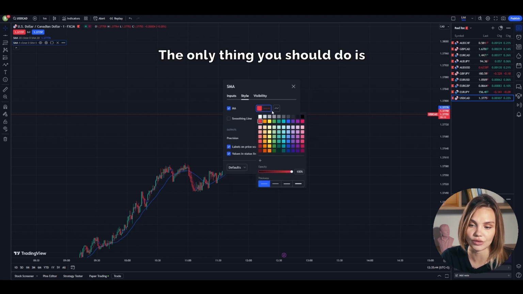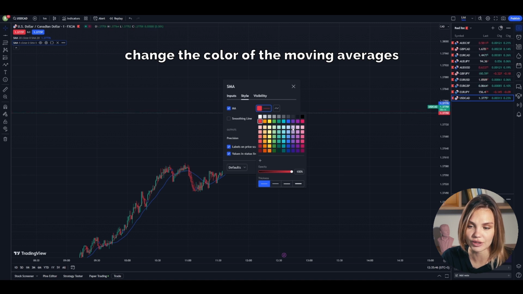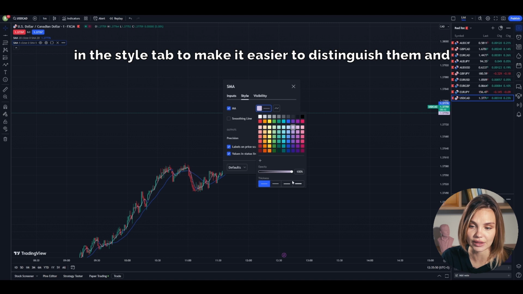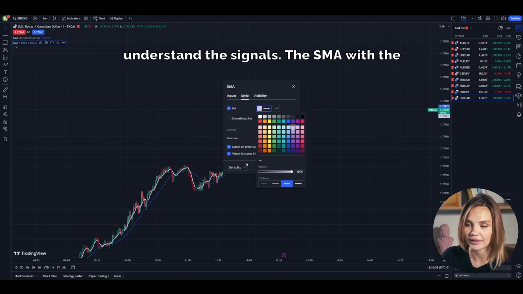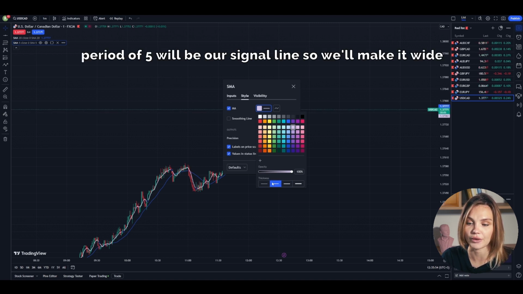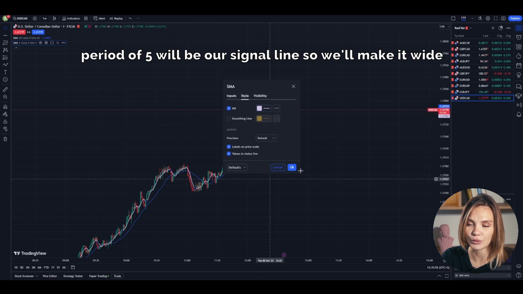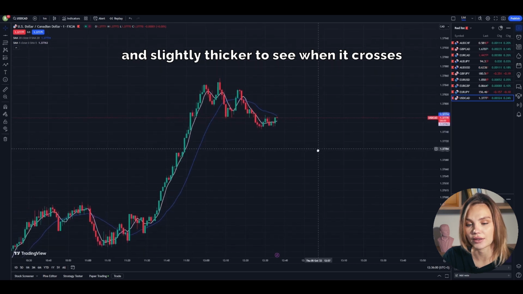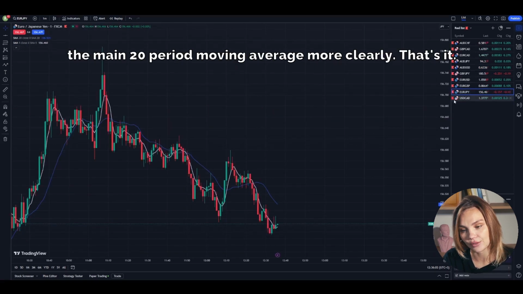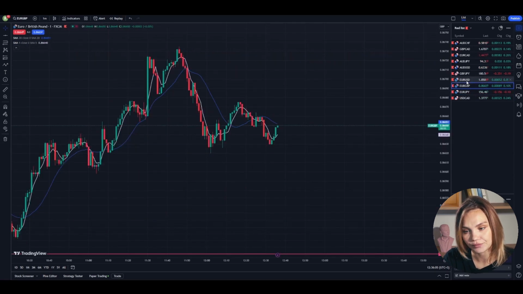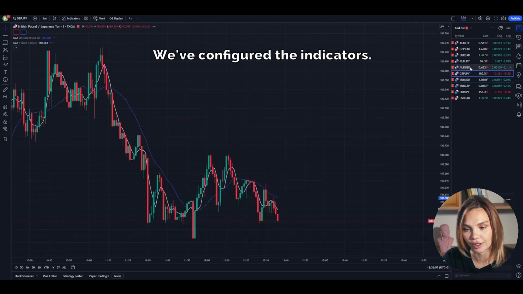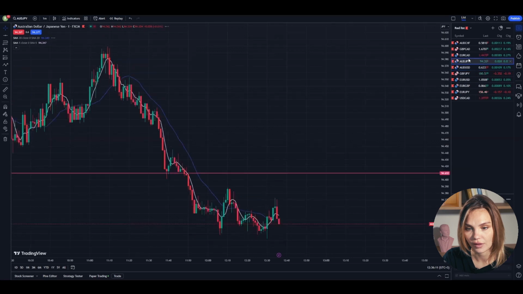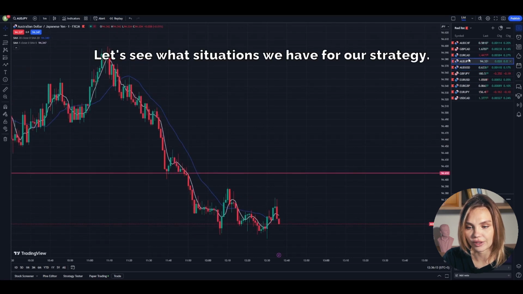The only thing you should do is change the color of the moving averages in the Style tab to make it easier to distinguish them and understand the signals. The SMA with a period of 5 will be our signal line, so we'll make it wide and slightly thicker to see when it crosses the main 20-period moving average more clearly. That's it. We've configured the indicators. Let's see what situations we have for our strategy.